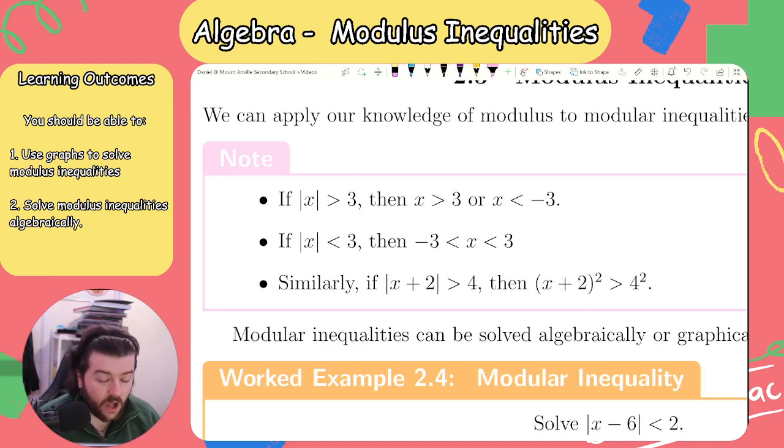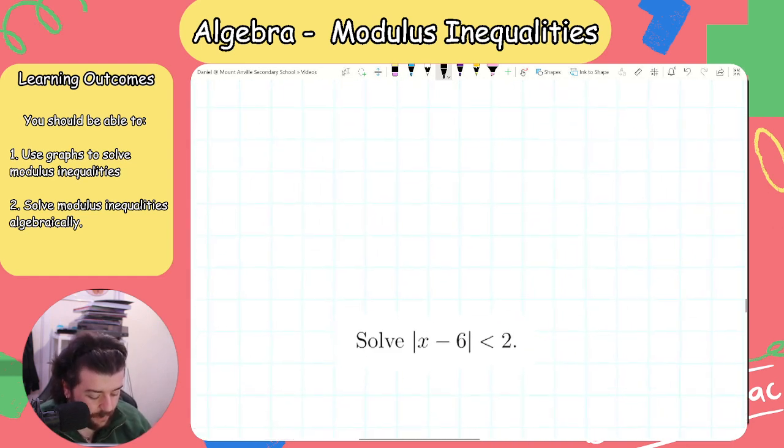The other thing that holds up with modulus is if I have an inequality like this, the modulus of x plus 2 is greater than 4. How I get rid of the modulus is I square both sides, like we did when solving equations, and then solve and plot the resulting quadratic. So let's look at an example now.